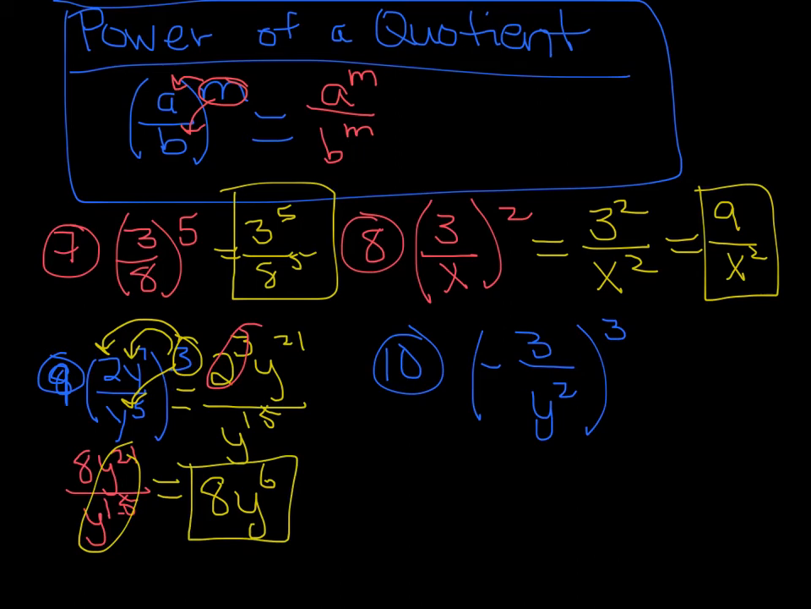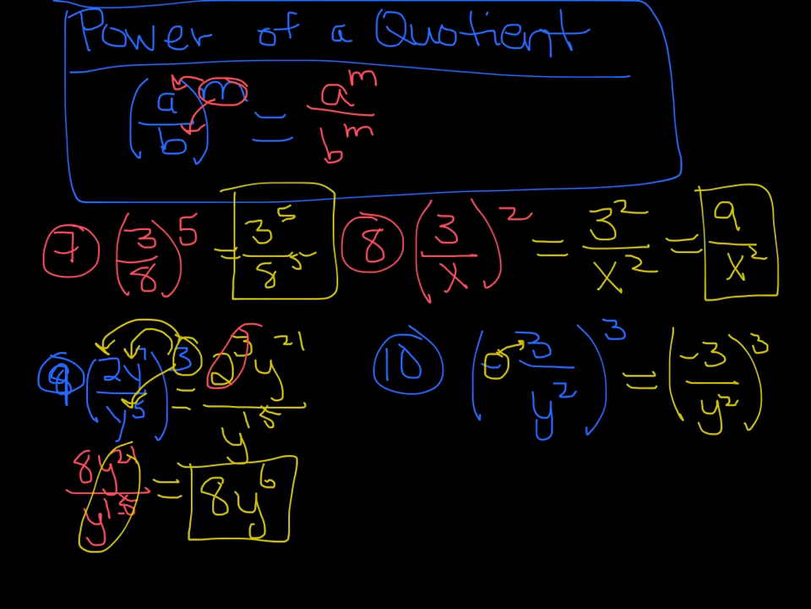On number 10, this is another one there's several ways to do. In my opinion, the easiest way to do this one is to take this negative and keep it up with the 3. I think it's easier if you think of the 3 as being negative rather than the entire problem. By the way, the wrong way to do this would be to make the 3 and the y negative, so just make sure you don't do that.